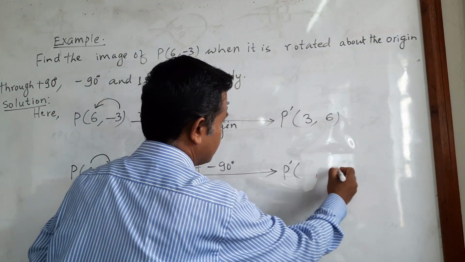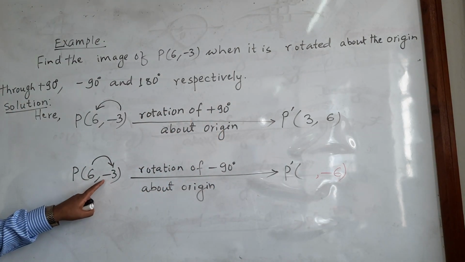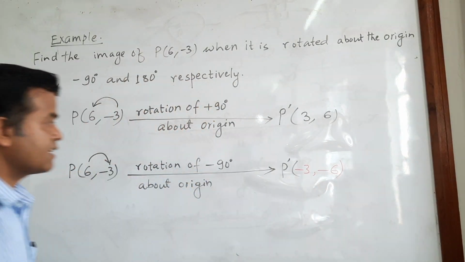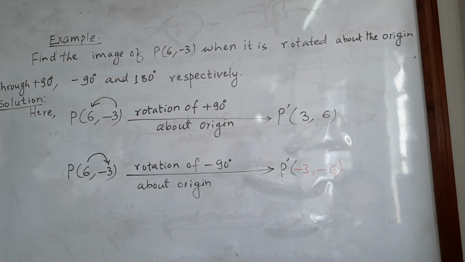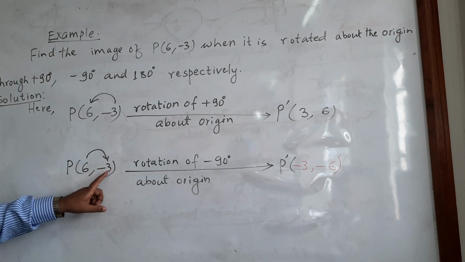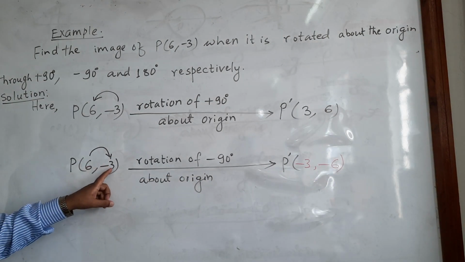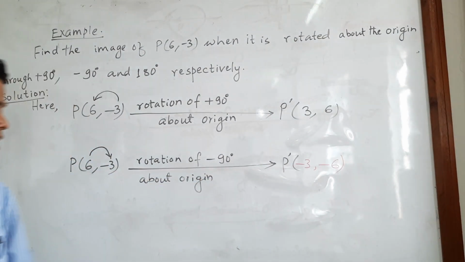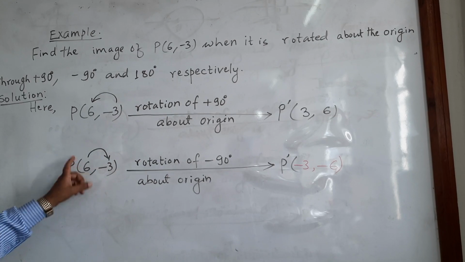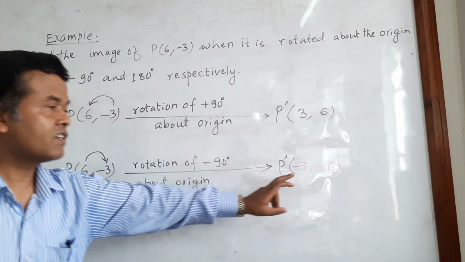When it shifts in clockwise direction, the number that moves to the other axis has its sign changed. So this 6 changes its sign, and this minus 3 simply goes here without changing its sign. So its image is (-3, -6). The 6 goes to this place, so its sign changes, and the minus 3 is displaced here, so its sign does not change. Simply, whichever rotates, its sign changes, and whichever simply shifts, its sign does not change.